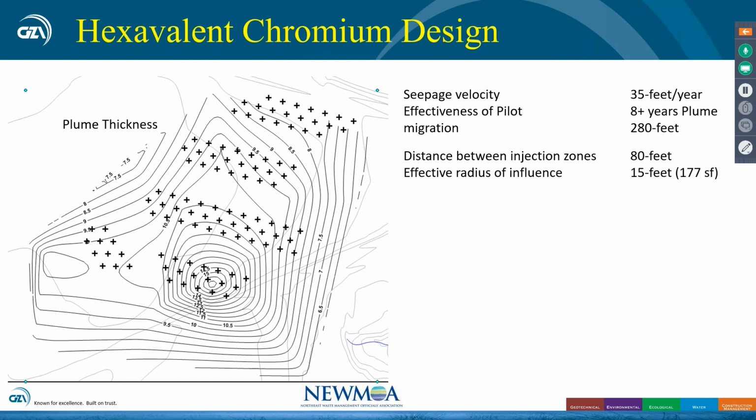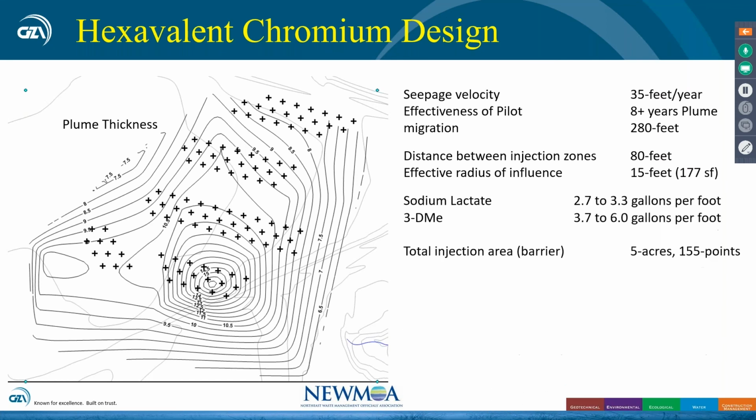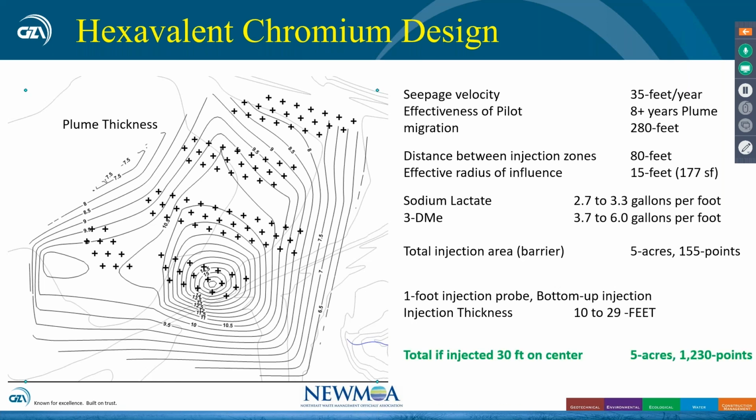What we did is we left a distance of 80 feet because we wanted to get to some resolution sooner than later. And we injected sodium lactate to basically acclimate, sort of stop the reduction process. The 3DME was really the long-term polymer that actually lasted a very long time to get the long-term success. And so we basically created these as barriers, both here and up by the release area. So we actually treated 5 acres using 155 points. And the thickness was anywhere between 10 and 29 feet.